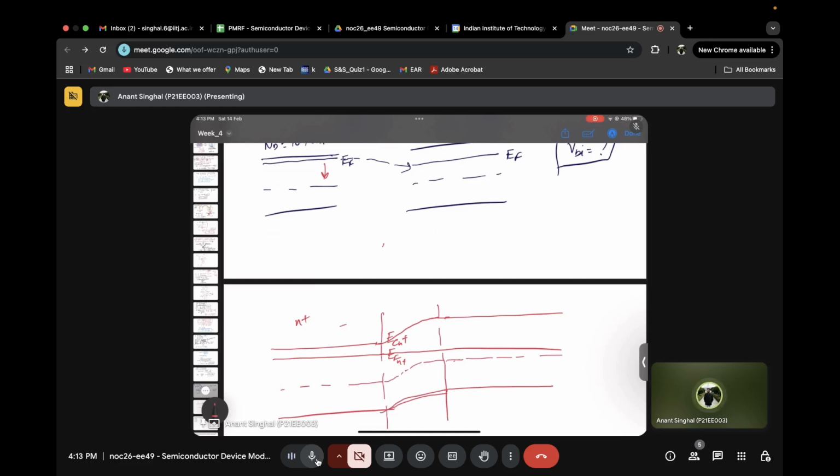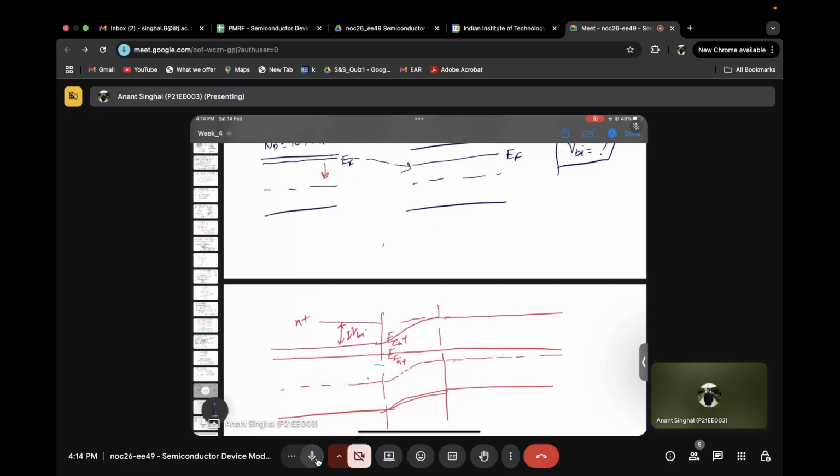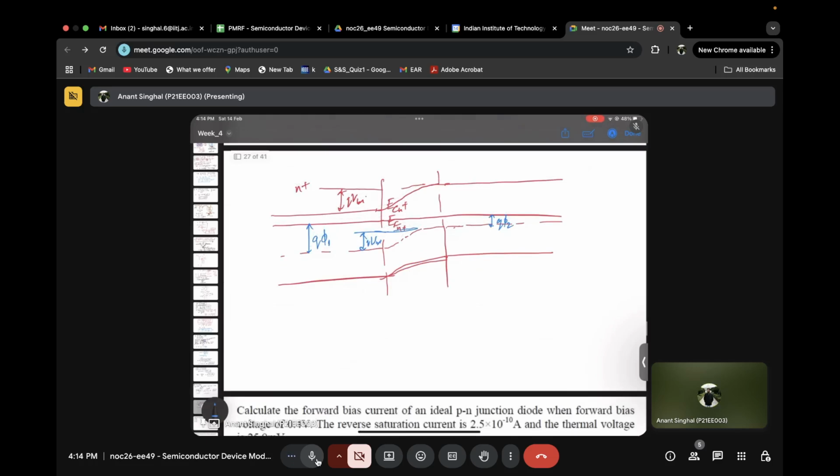Now the whole thing here is this band diagram. The bending is the built-in potential, which is actually this. This is the built-in potential. And now here, if you see, this is Q phi 1 and this is actually Q phi 2. Is this clear to everyone, the band diagram? Any doubts here?